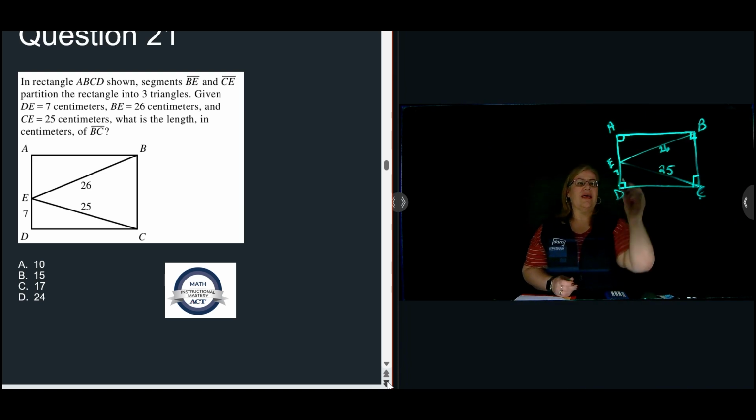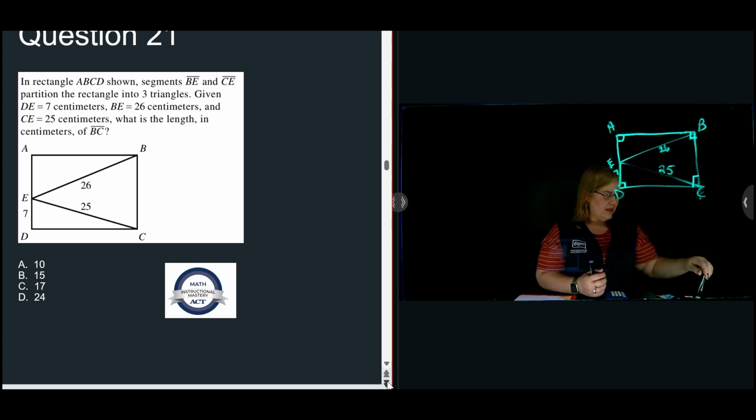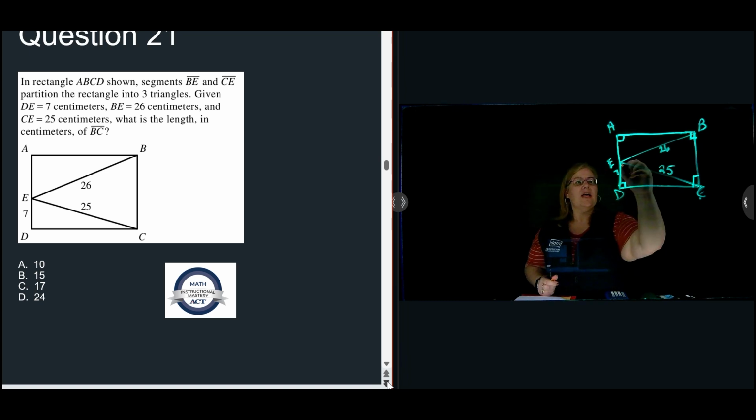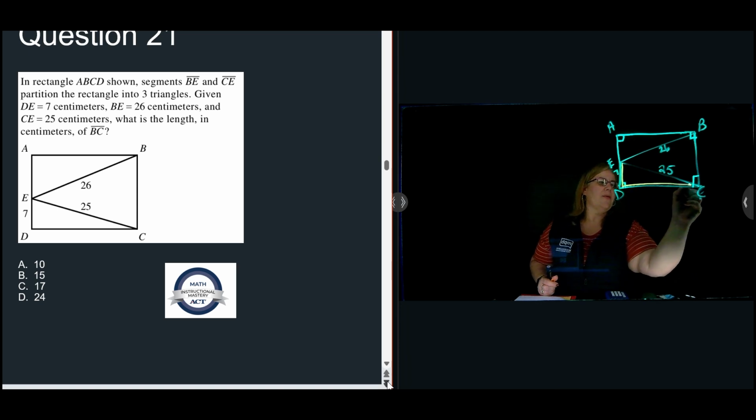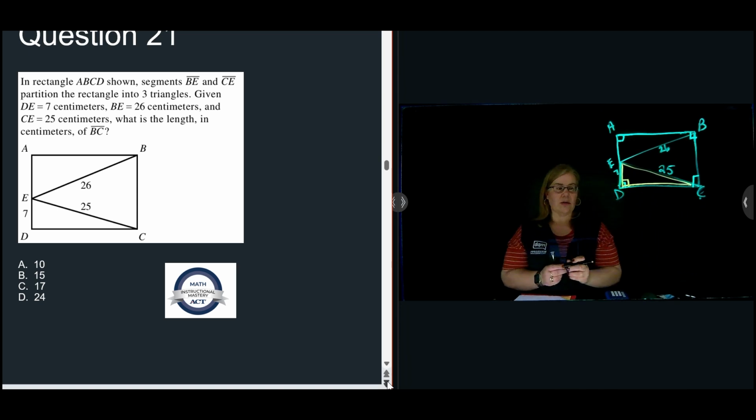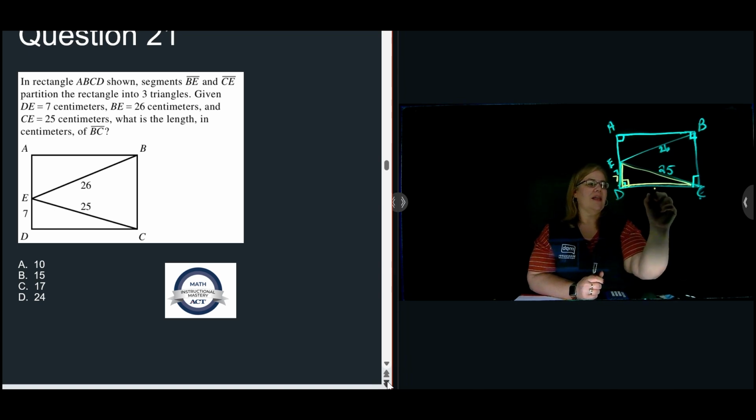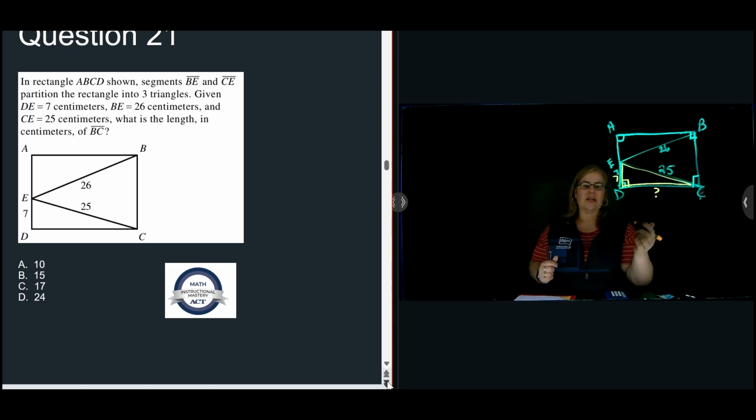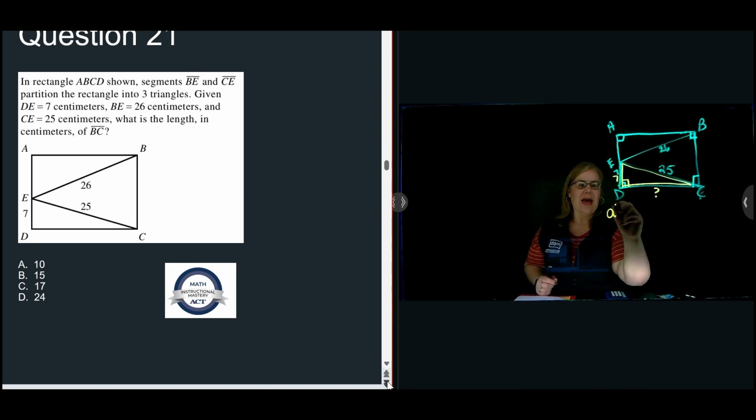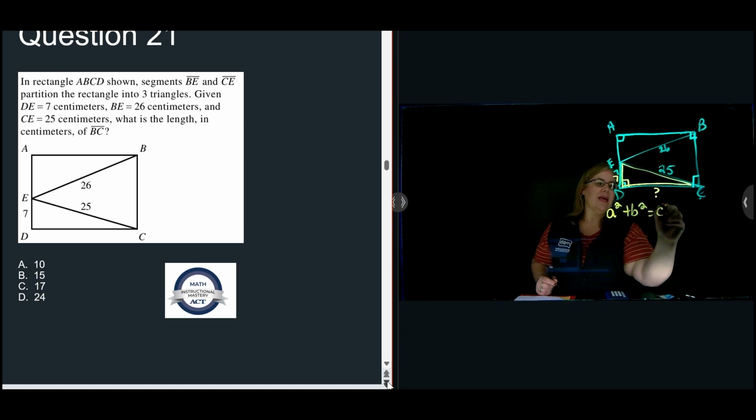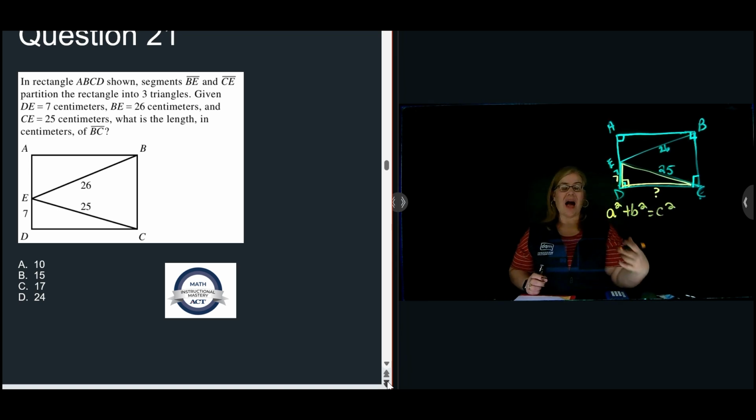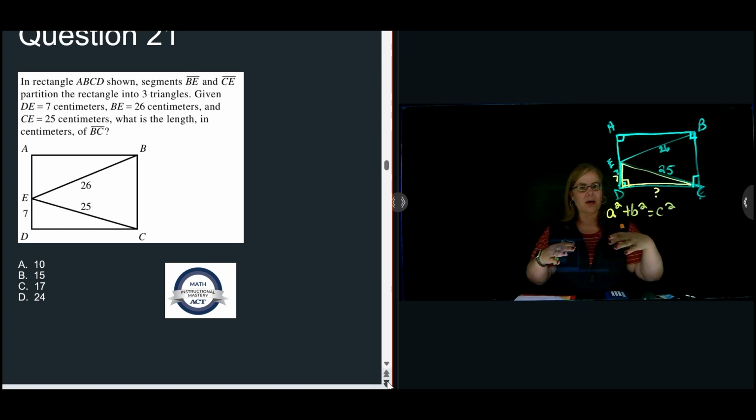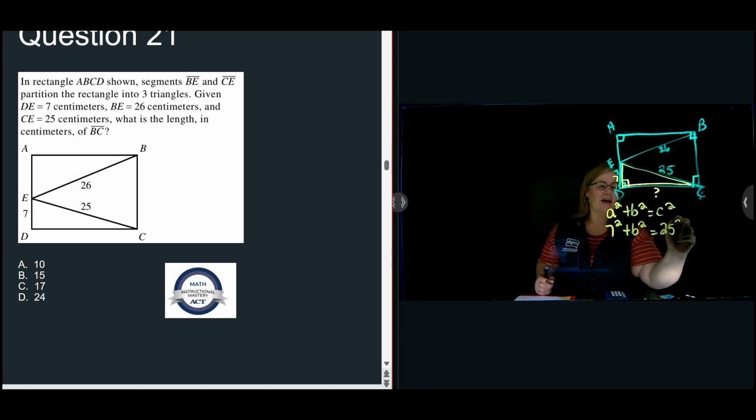So the first thing, let's look at this orange triangle right here. That is a right triangle. So I know that this is 7, this is an unknown, and this one is 25. Anytime we look at right triangles, I know I have the Pythagorean theorem: A squared plus B squared equals C squared. And C squared is always opposite the right angle. So let's plug those numbers in: 7 squared plus an unknown squared equals 25 squared.